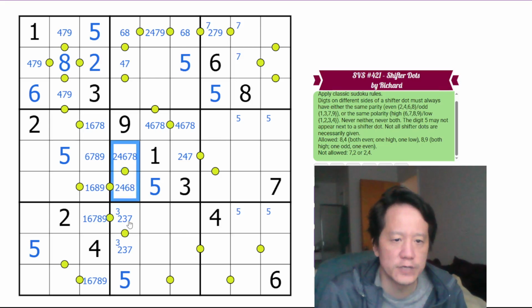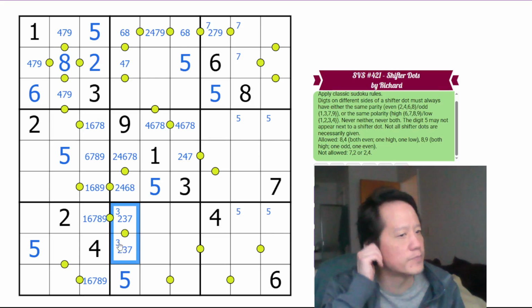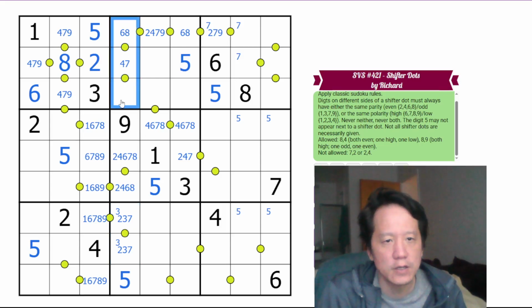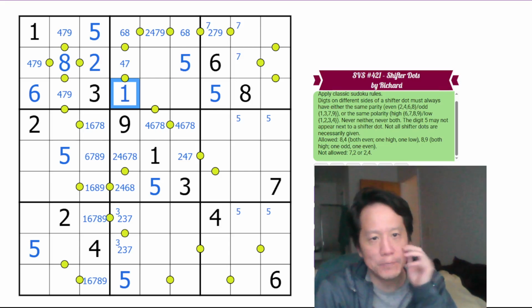This is 2, 4, 7. This is 2 or 7. 1 cannot be here because that would be the same polarity and parity. Whereas the 1 in column 4, it has to be here. So this is 1.